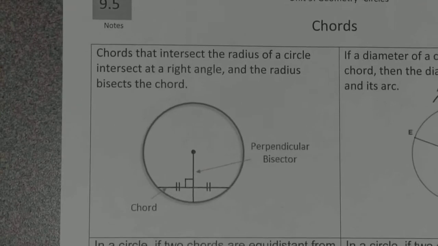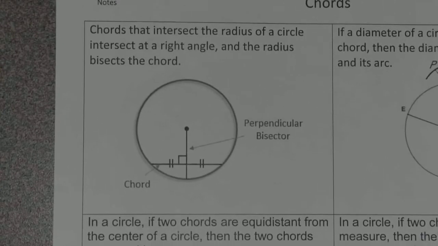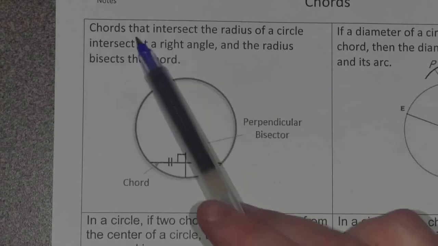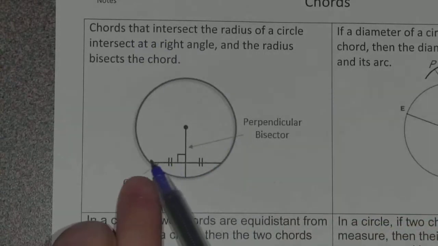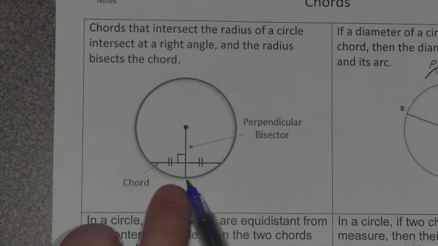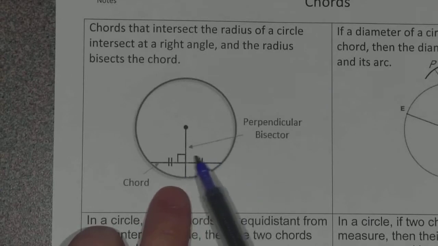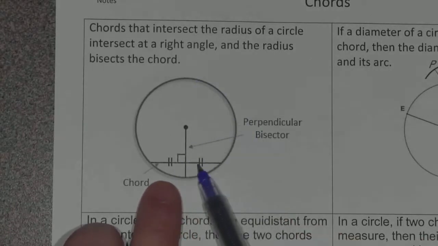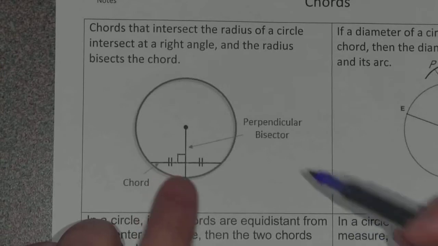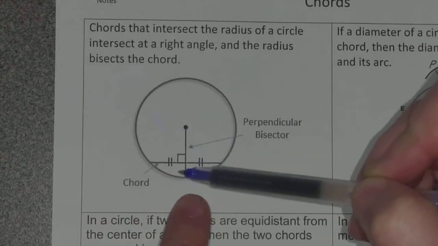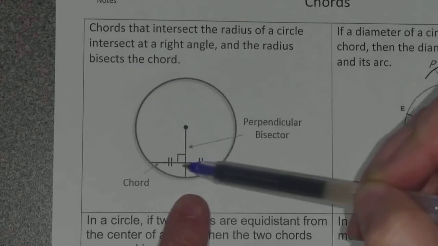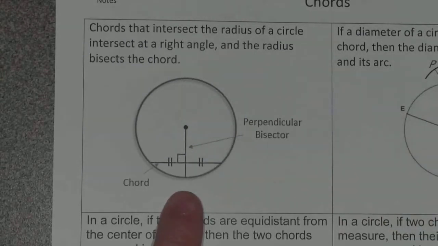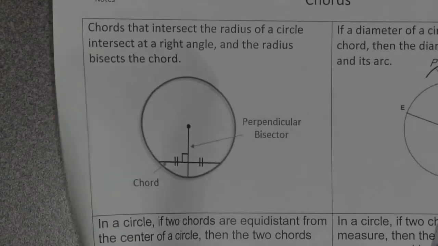So we have some rules about chords that we're going to go over today, and then see if we can do some math with them. So the first rule says this: chords that intersect the radius. So if you have a chord and it intersects the radius, it also always intersects at a right angle. And the radius bisects the chord. Does anybody know what bisects means? Breaks it into two equal pieces, right? So if this radius goes through the chord, it breaks the chord into two equal pieces, and it intersects it at a 90-degree angle. That's rule number one, okay?